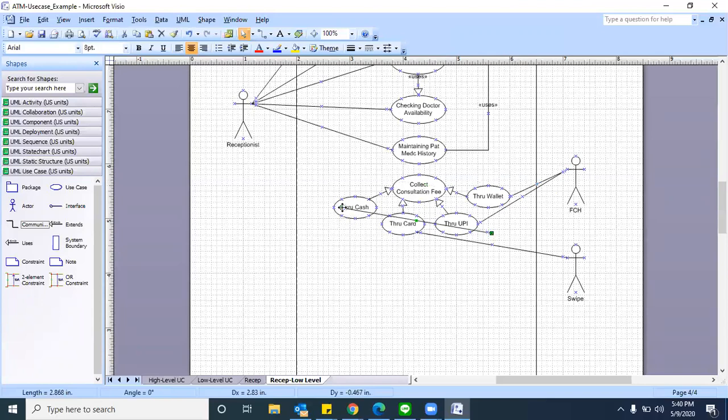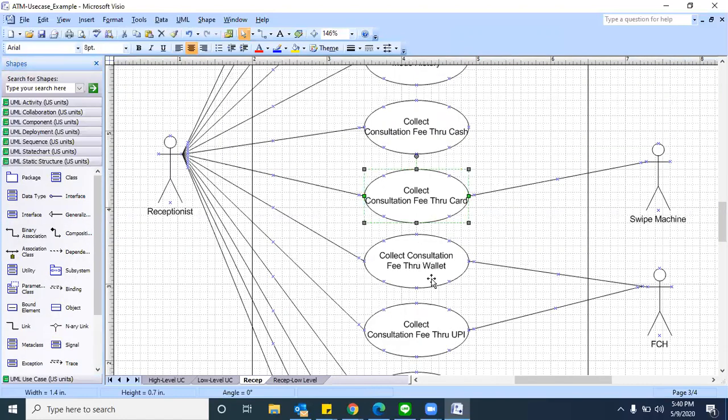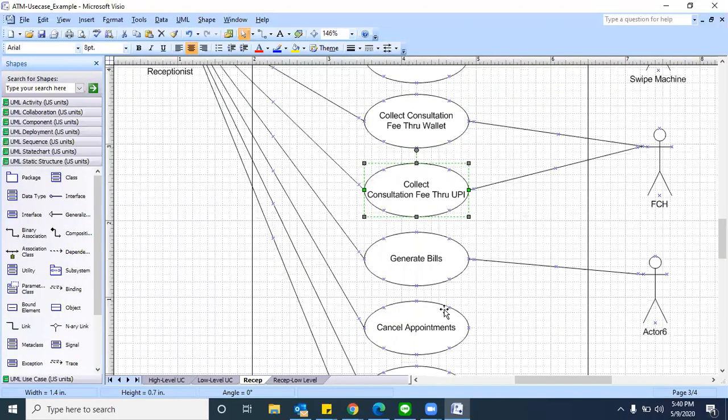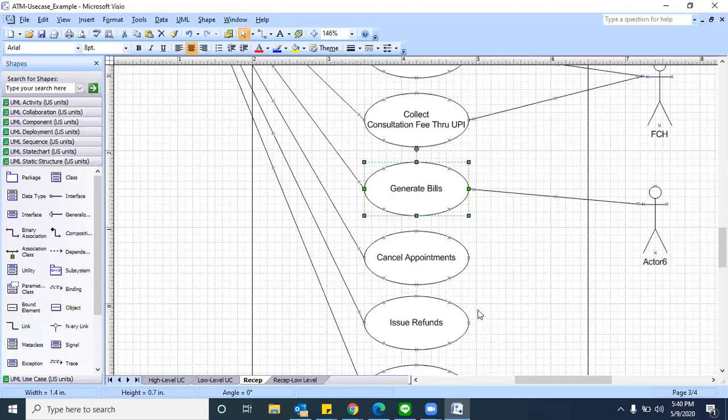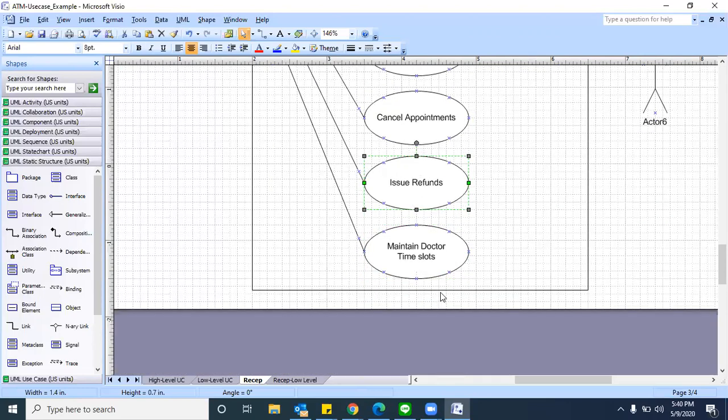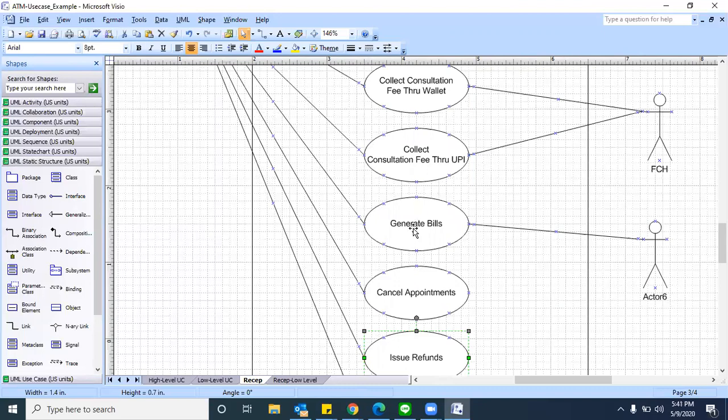Guys, is that clear so far? Now, after collecting payments, these four things have been merged and now we generate bills. For generate bills, cancel appointments, and refund issues, these three things we need to have again the patient ID, right or wrong? Correct.